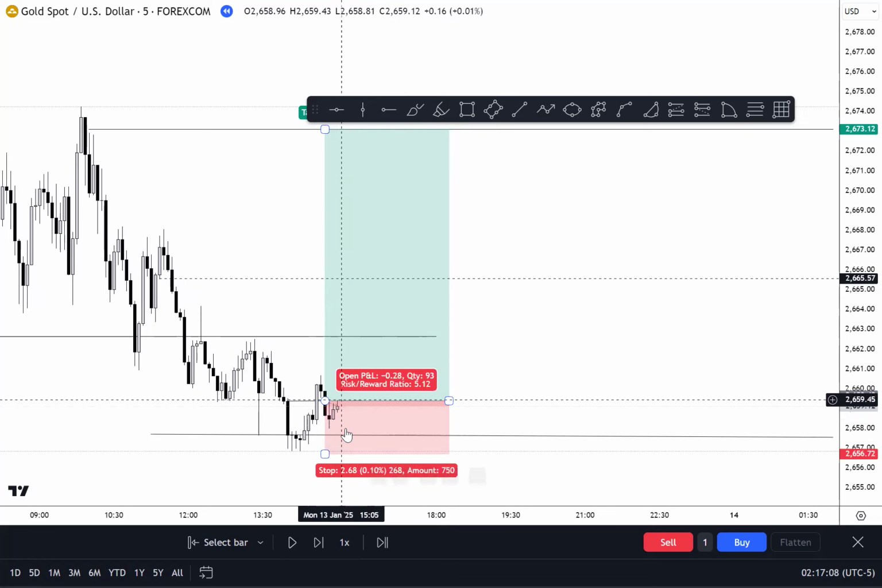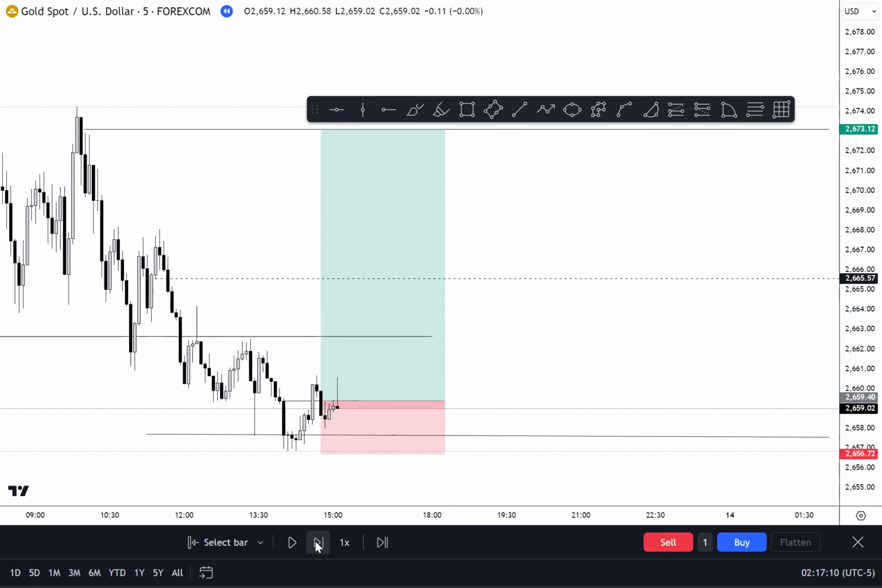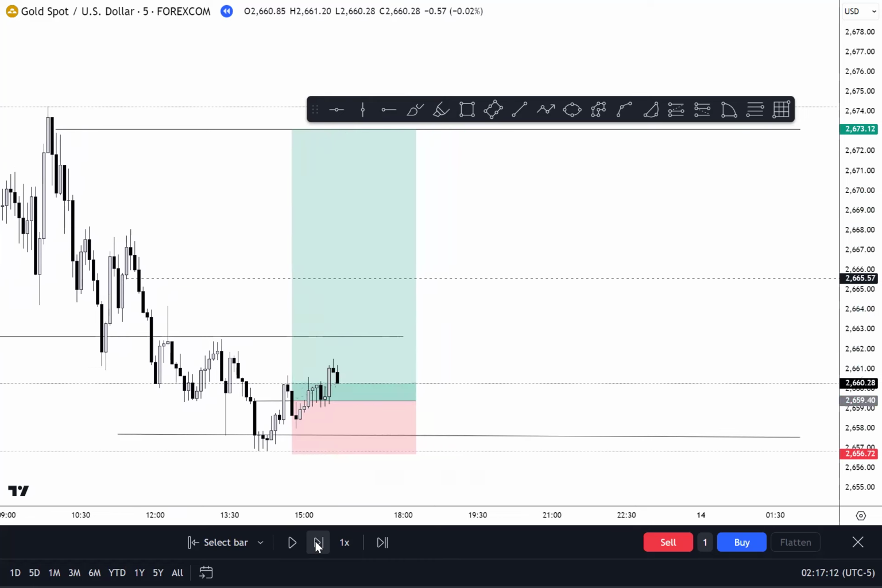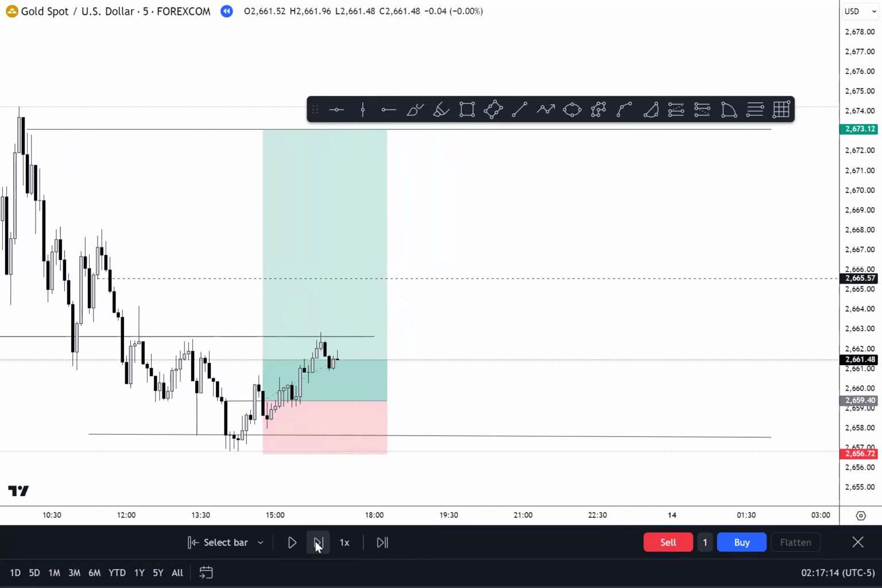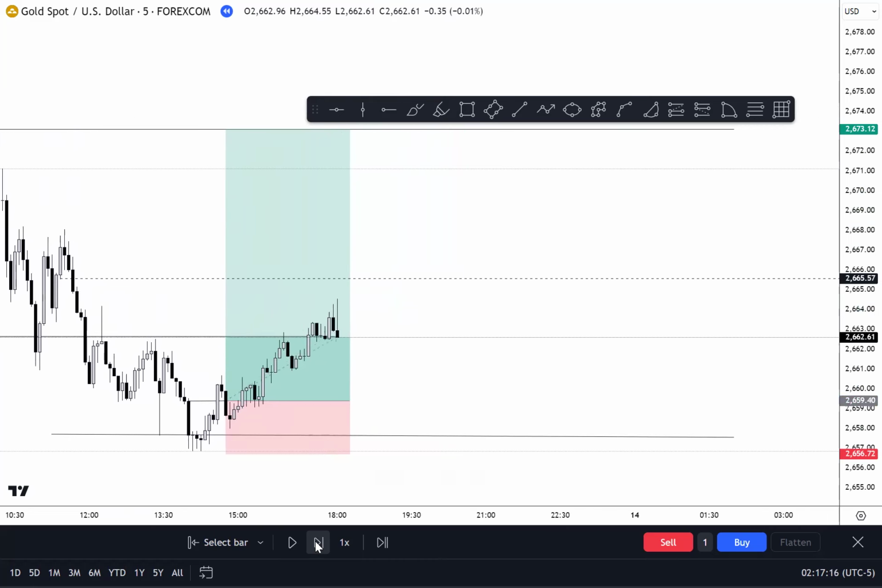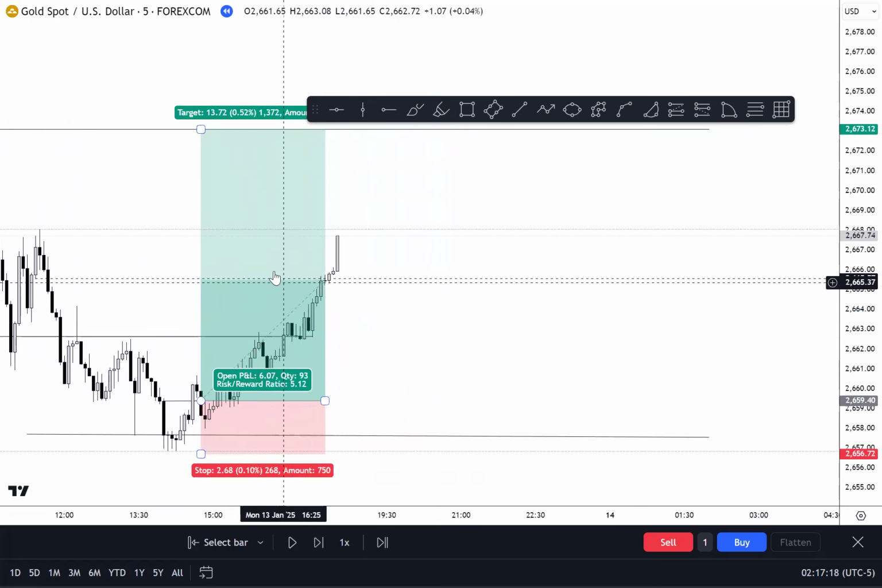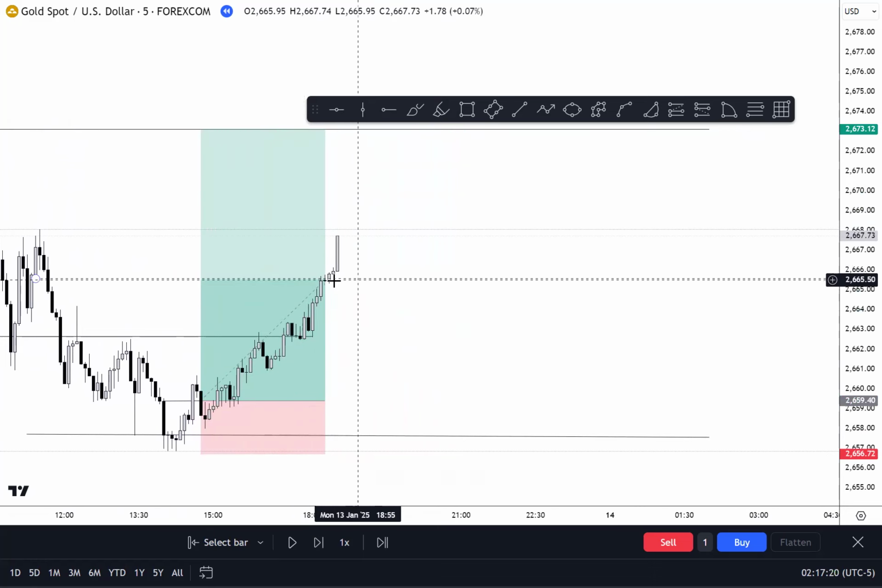So price has triggered. Let's see how the market goes. As you can see, price moving, and our first target was achieved. So those trades have been closed. All right.